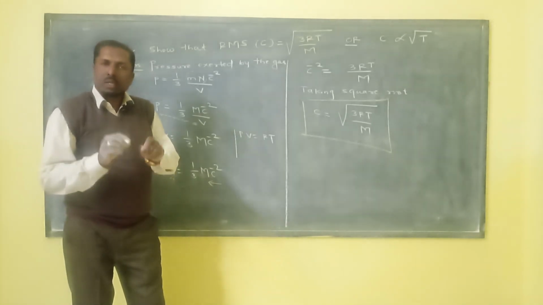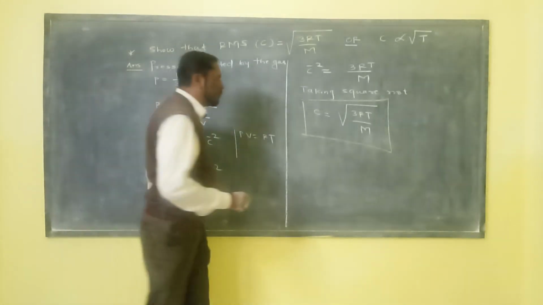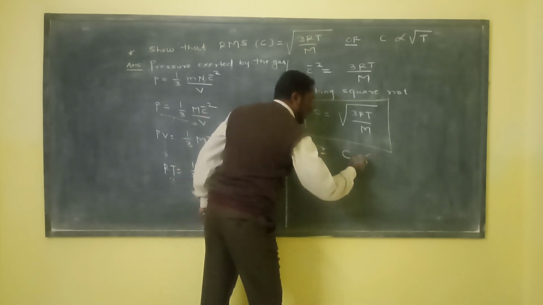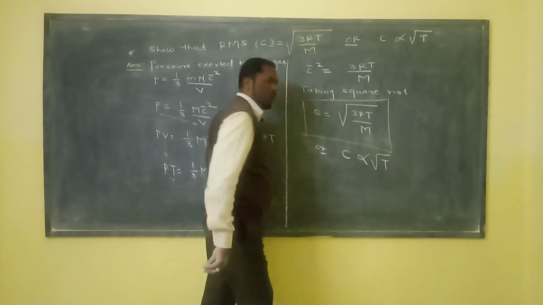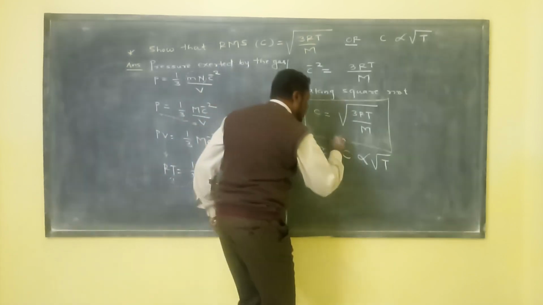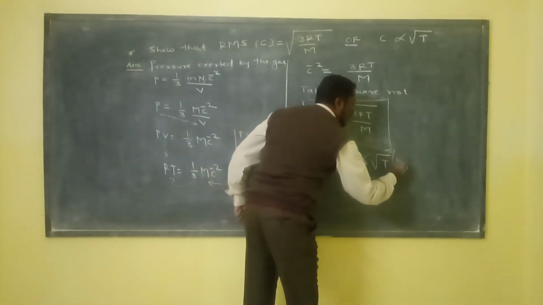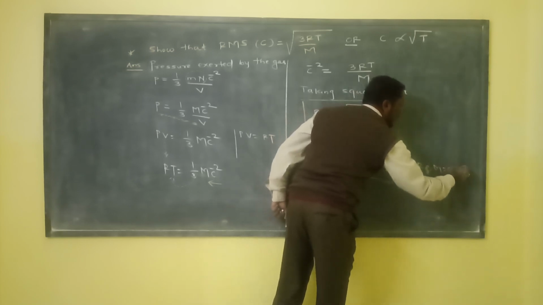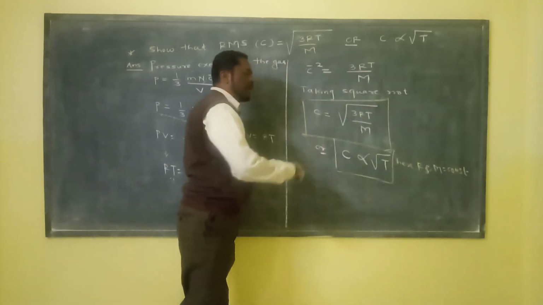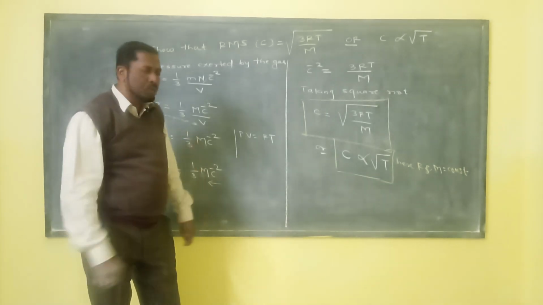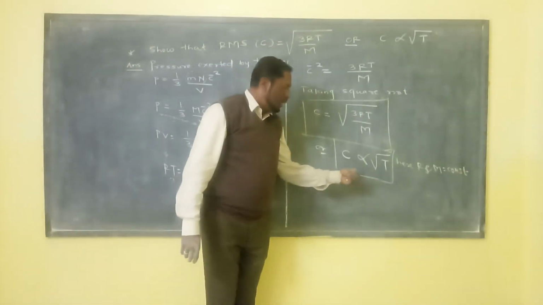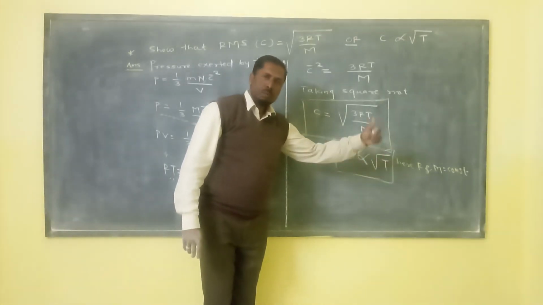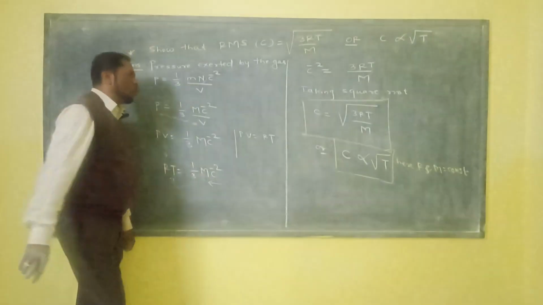What about R? R is the gas constant, M is the mass of the gas. So again we can say that C is directly proportional to square root of absolute temperature. How? Here R and M are constant. That's why C is directly proportional to square root of absolute temperature. That is, RMS velocity is directly proportional to square root of absolute temperature. Watch it carefully.